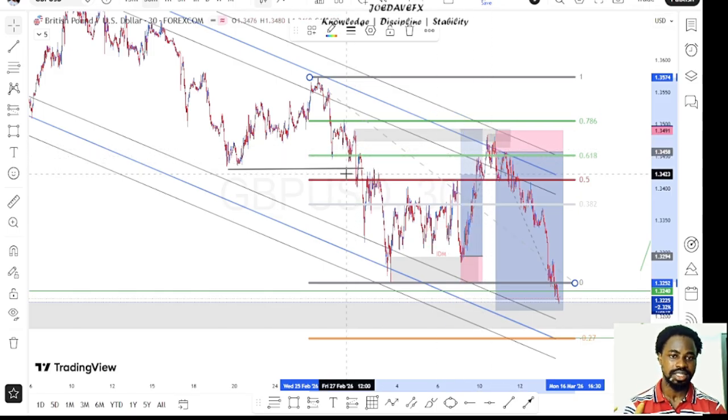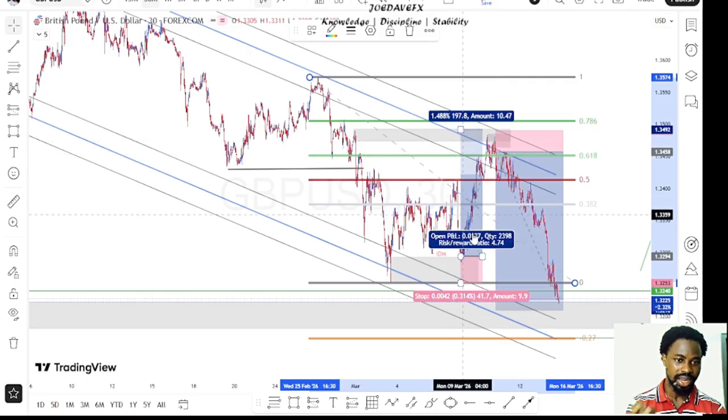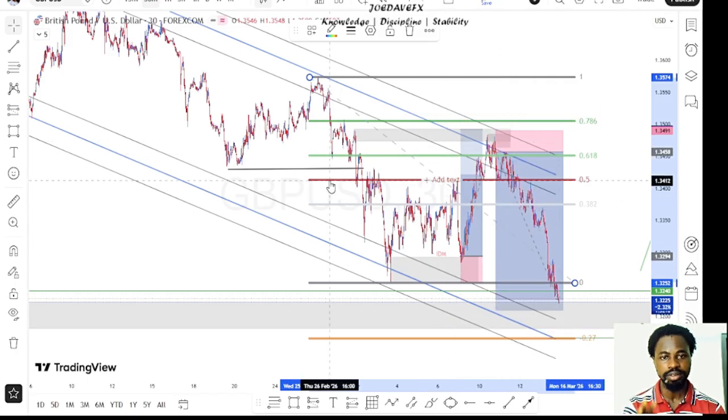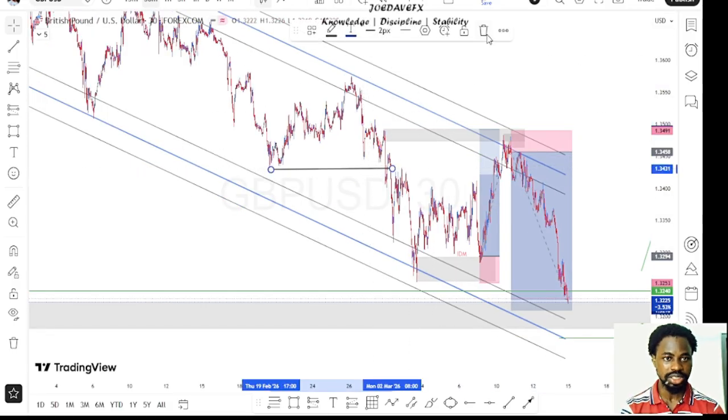So you can see three things coming together. I have the channel first, I have this order block sitting right here, also the Fibonacci OTE zone right there, and this was why I took that sell. And you can see the sell played out very beautifully. So this is for GBP USD. This is what I got on GBP USD.